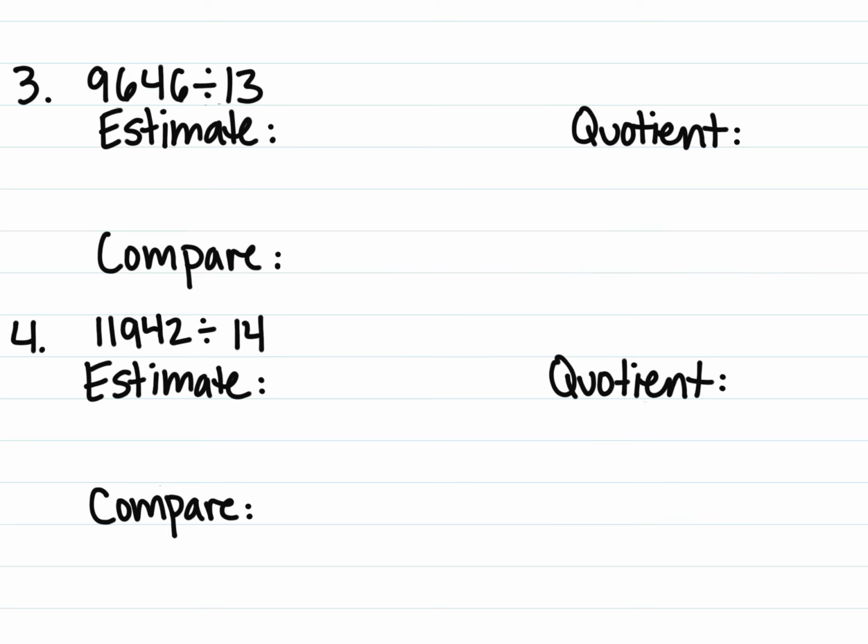If we were to estimate 9,646, we would say that is close to 10,000, and 13 is closer to 10. Divide out a set of 10, and 1 fits into that 1,000 times. The actual quotient is 742.